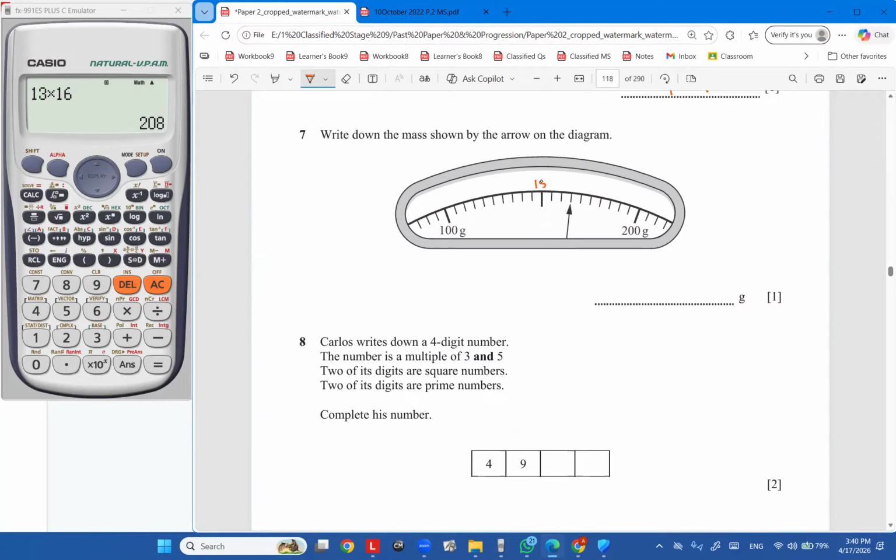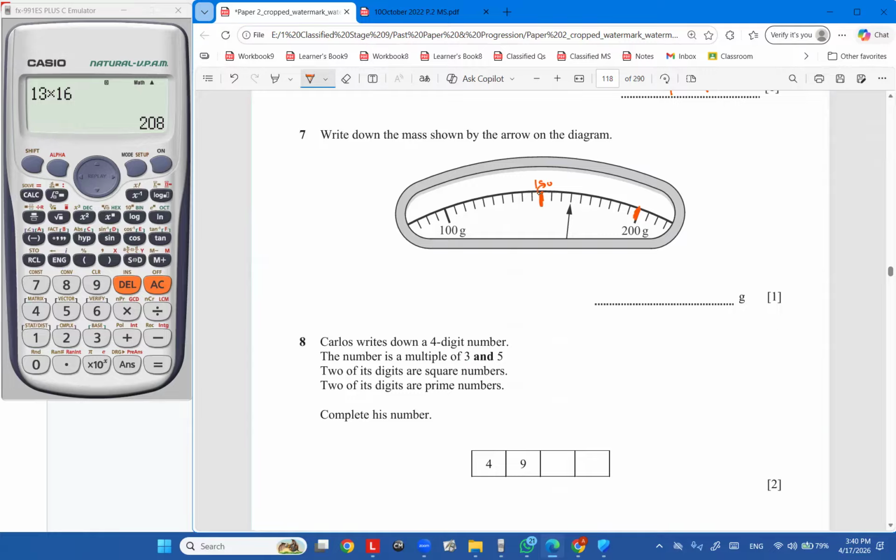This one here is 150 grams. But after that, we need actually this line. I need to find how many grams each small line is. How can I do that? Count the number of jumps until you reach the 200.